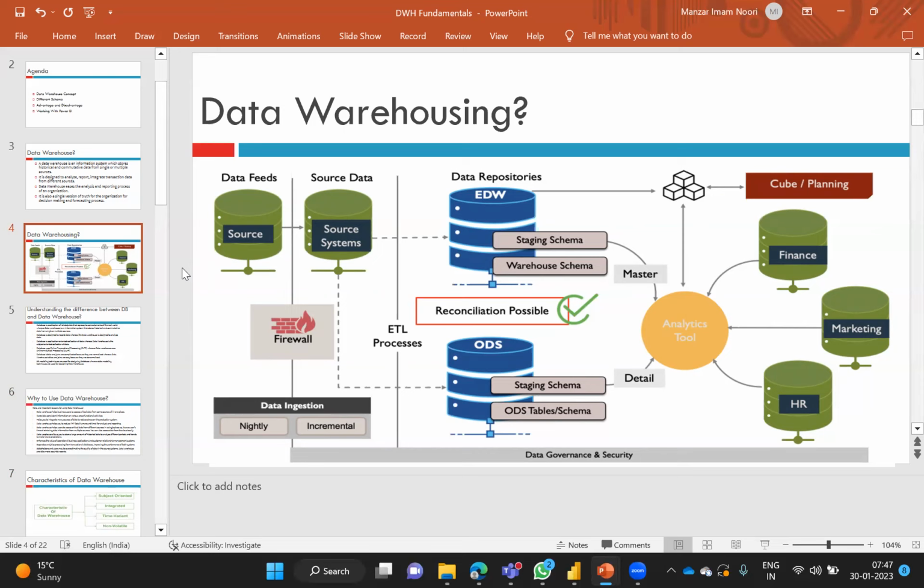If you are going for an interview, then you need to have this theoretical knowledge. At least you need to have this data warehousing theoretical knowledge for an interview. Okay, so that will help you. This is required while you are appearing for an interview.